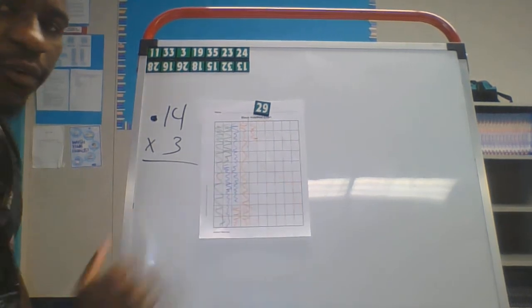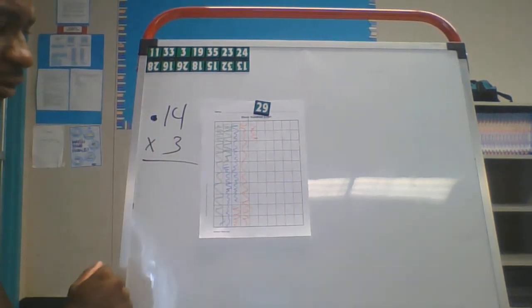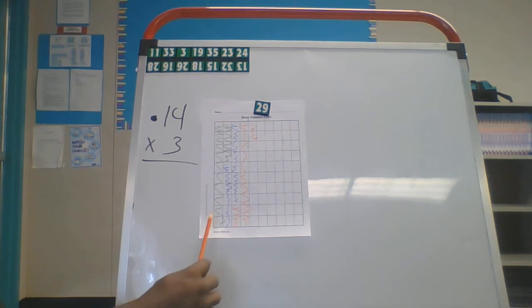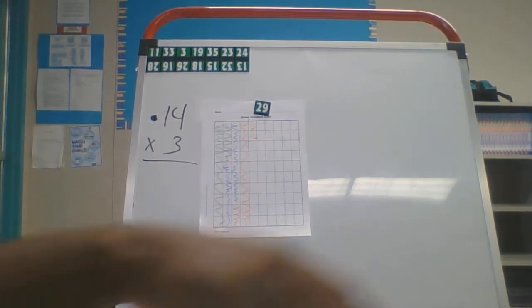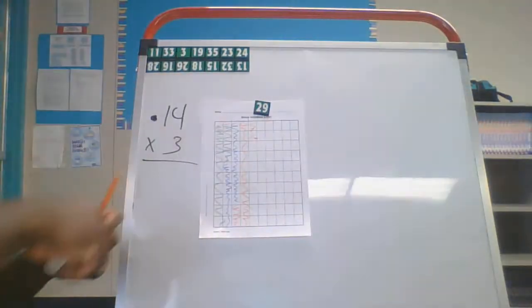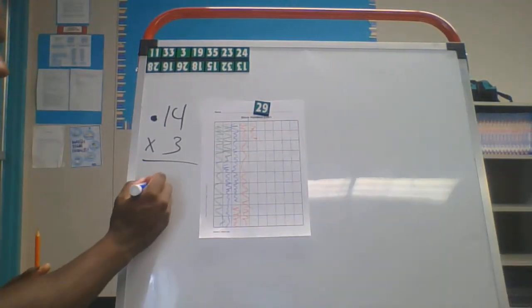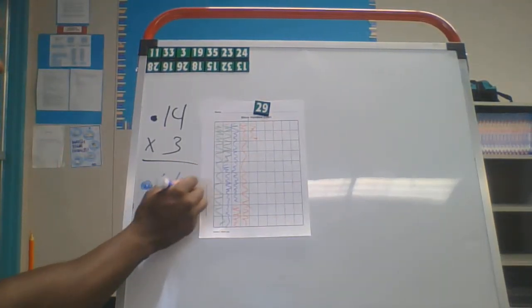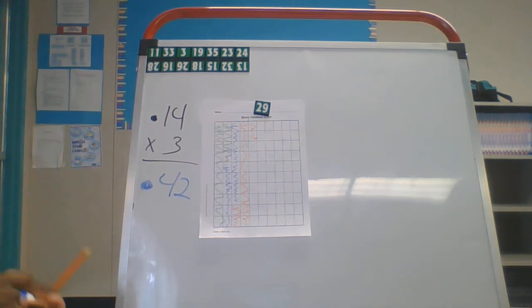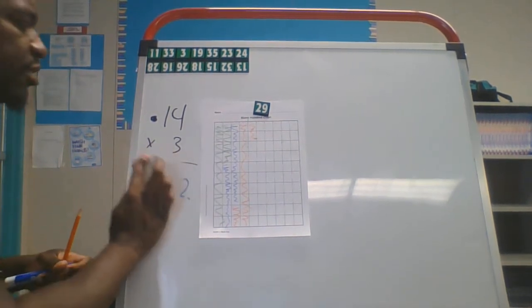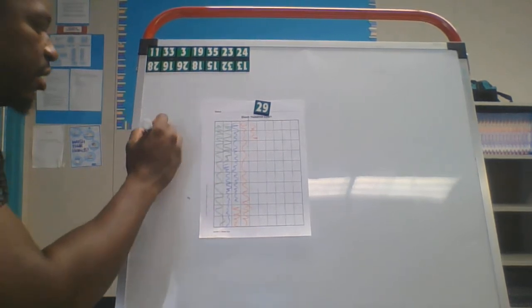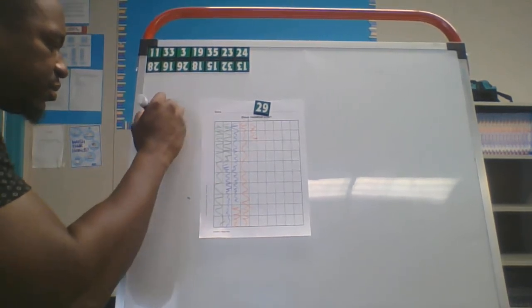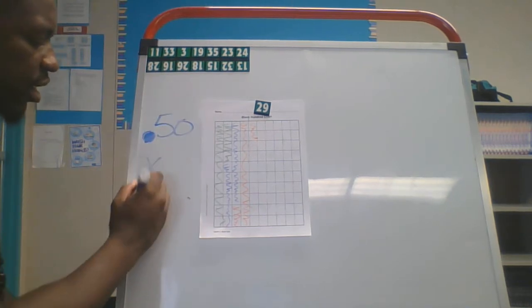Now that I have my three groups of 14, now I'm going to count 10, 20, 30, 40, 42. And when I write my answer, I want to make sure that I bring down my decimal, 42. Okay. One small wrinkle you have to know. Let's say this number was a bit larger. Let's say that it was 5 tenths. 5 tenths are 50 hundredths times 3.